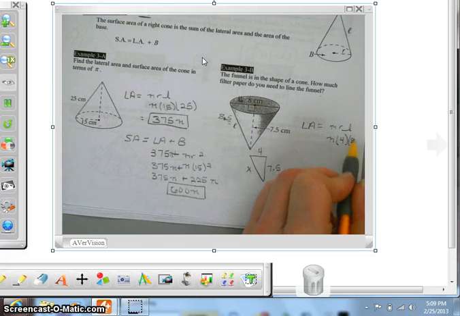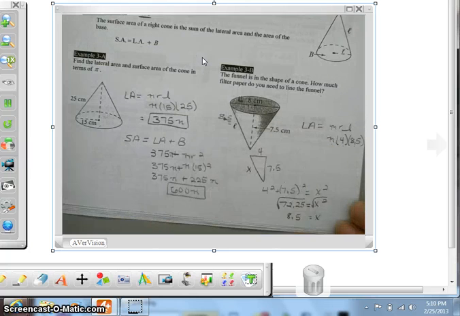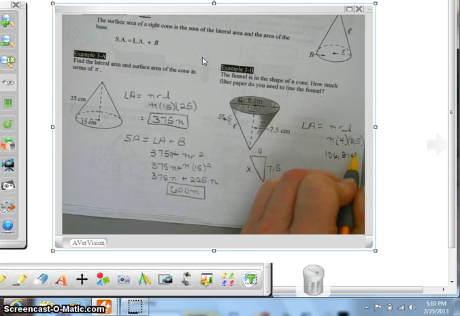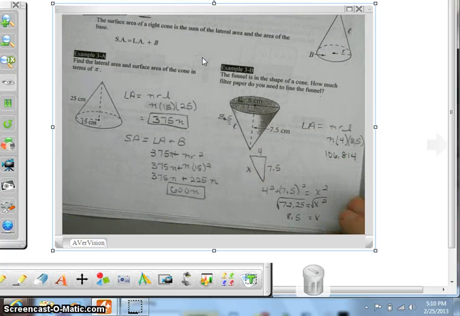So we have 8.5 times 4 times pi. We'll go ahead and do that on the calculator. Pi times 8.5 times 4. I got 106.814.